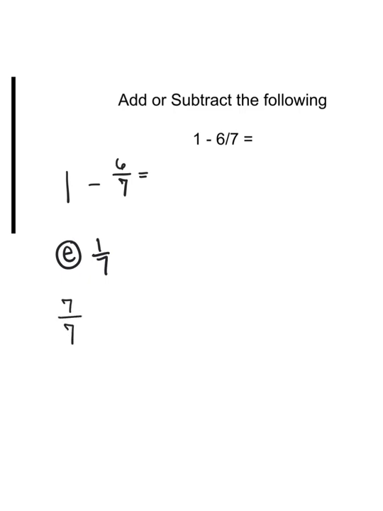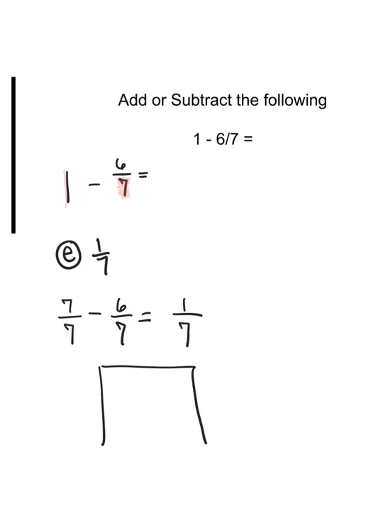Okay, so now I'm going to take my 1 whole and I'm going to convert that to 7/7. Since I'm working with sevenths in my other number, it makes sense to also change this 1 whole to sevenths to make it easier to subtract. Then I'm going to subtract my 6/7. 7 minus 6 is 1, and my denominator stays the same.